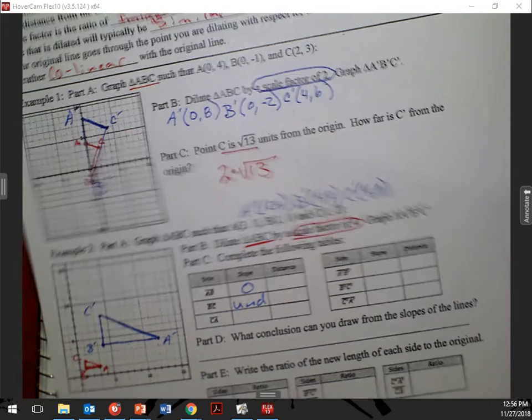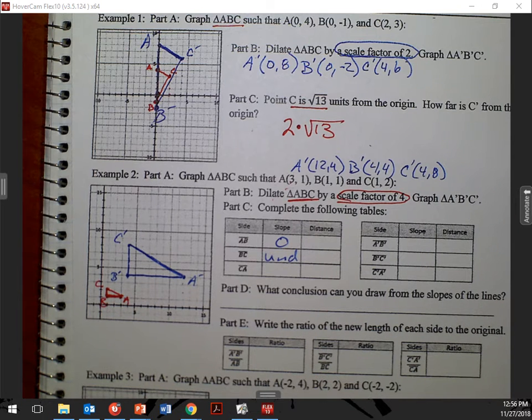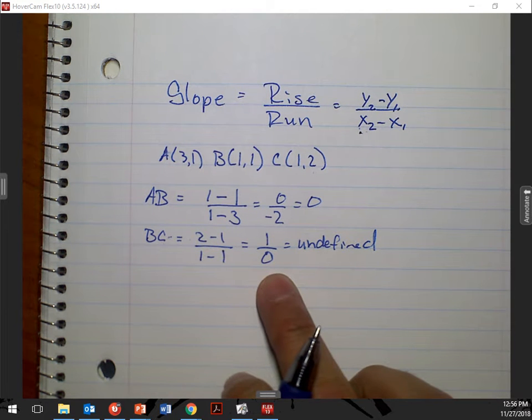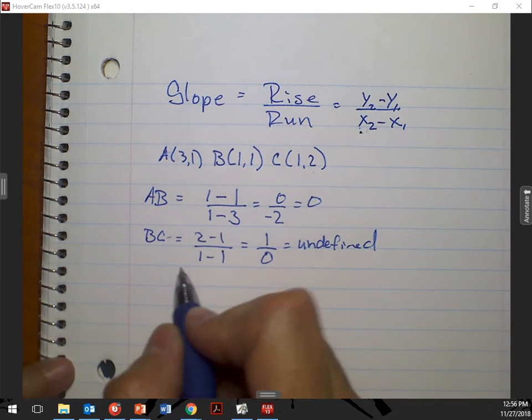Undefined. But if it was 0 over 1, it would be different. Yeah, 0 over 1 is 0. Okay, you can't divide by 0. That's why. All right. What's the last one?